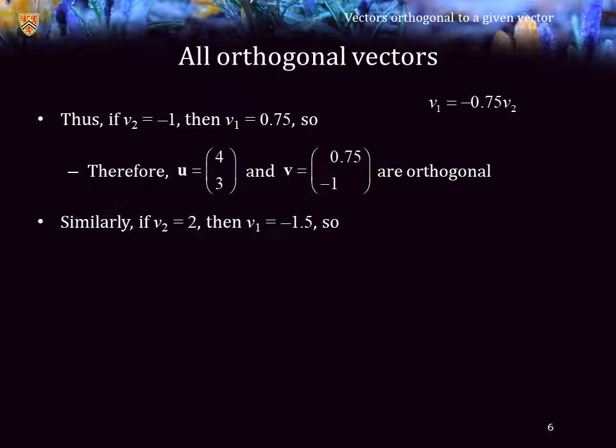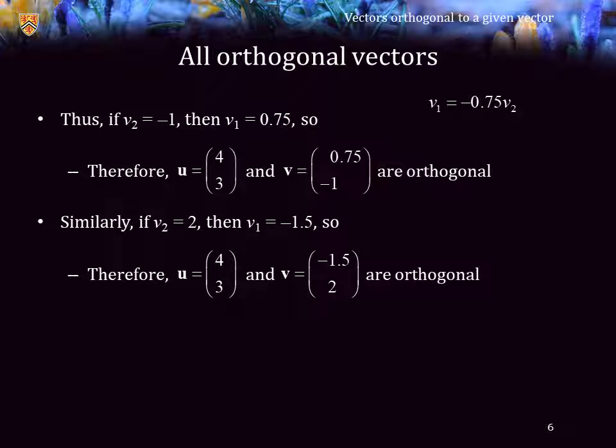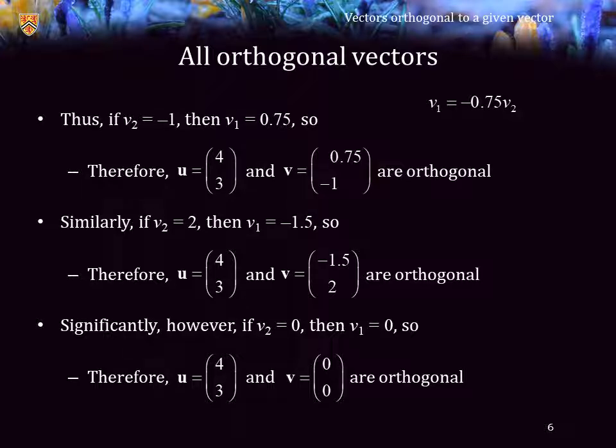Additionally, if v2 is equal to 2, then we can plug that into the equation and find that v1 is equal to negative 1.5, and so once again u equal to 4, 3 and v equal to negative 1.5, 2 are orthogonal vectors. Significantly, however, if v2 is equal to 0, then v1 is equal to 0, and therefore u equaling 4, 3 and the 0 vector are orthogonal.